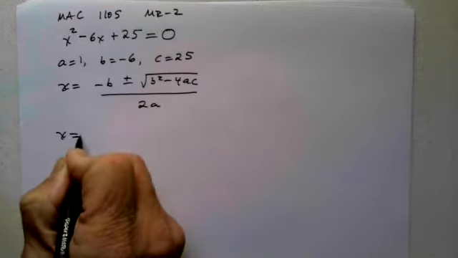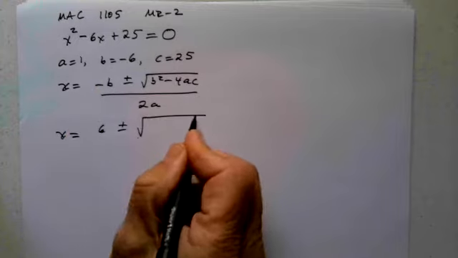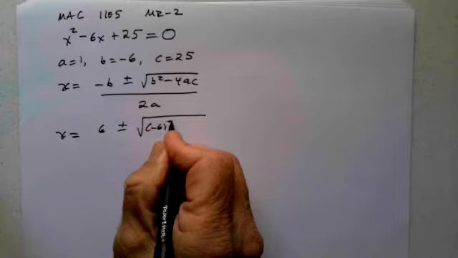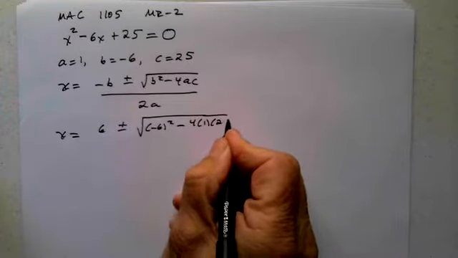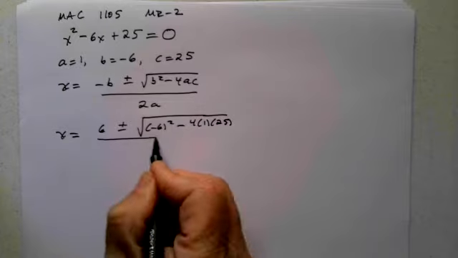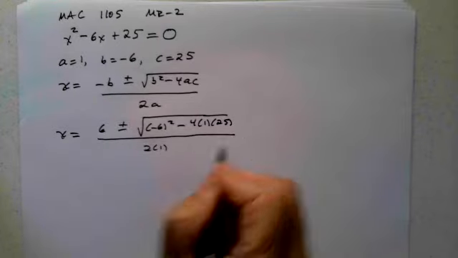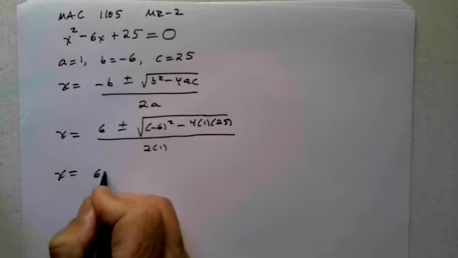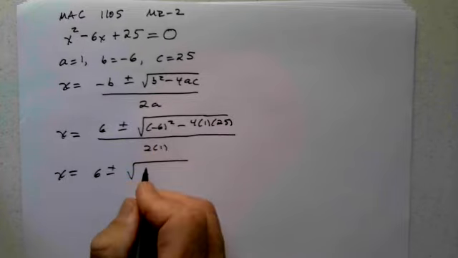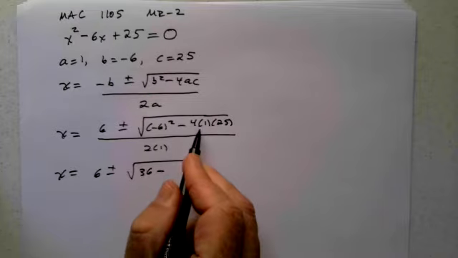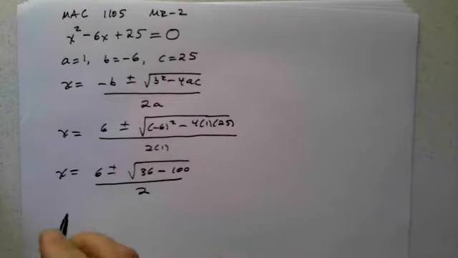So we get x is negative b, the negative of -6 is positive 6, plus or minus the square root of b squared, -6 squared, minus 4ac, 4 times 1 times 25, all divided by 2a, all divided by 2 times 1. So we get x is 6 plus or minus the square root of -6 squared, -6 times -6, positive 36, minus 4 times 1 times 25, minus 100, over 2.